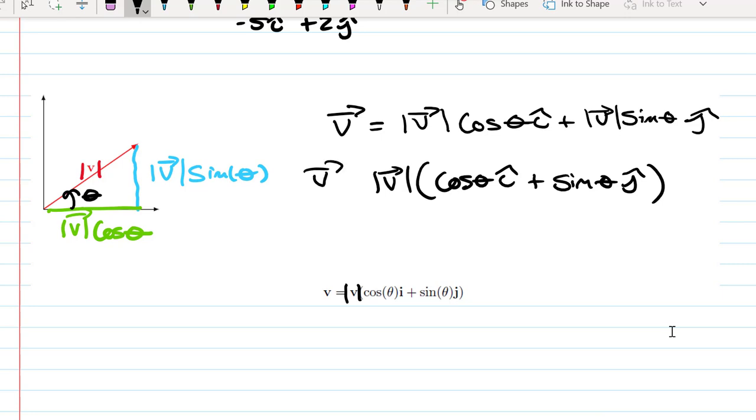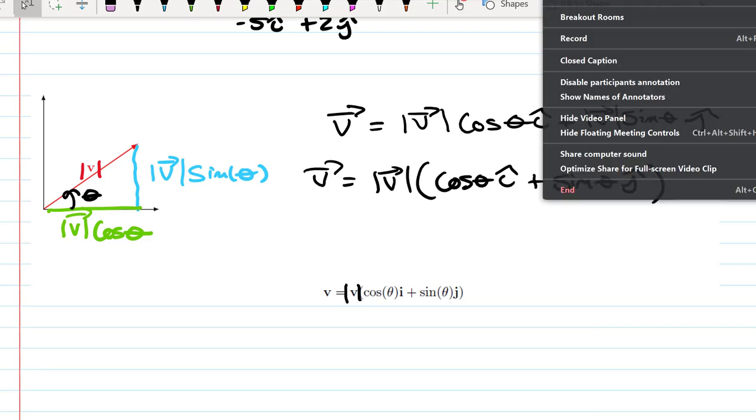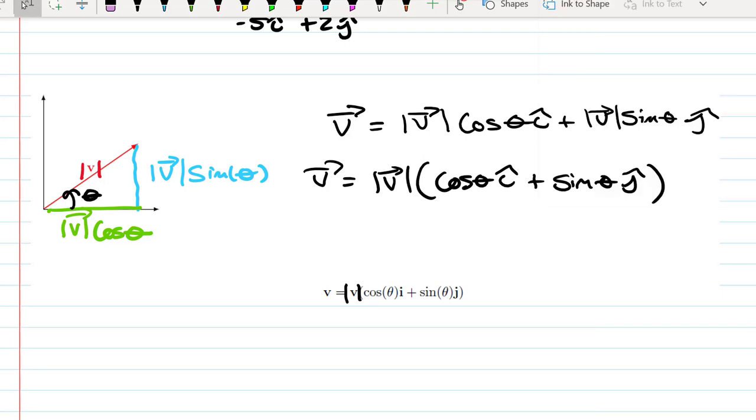So we can write the vector v in its component form, where we have our part parallel to the x-axis and our part parallel to the y-axis, using this formula. So any vector v can be written as its magnitude times the cosine of theta i hat plus the sine of theta j hat. And that will give us our vector in component form, which will be helpful in our next example.